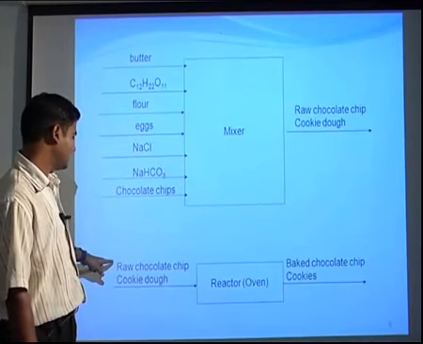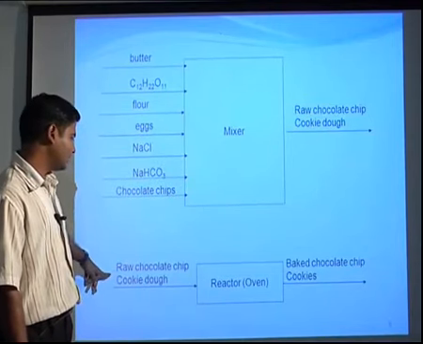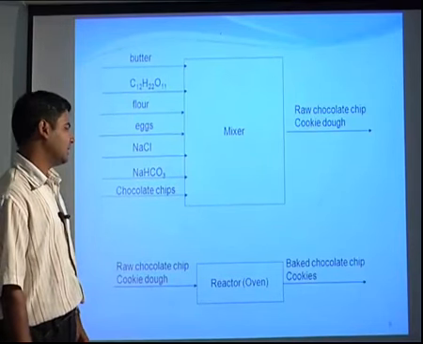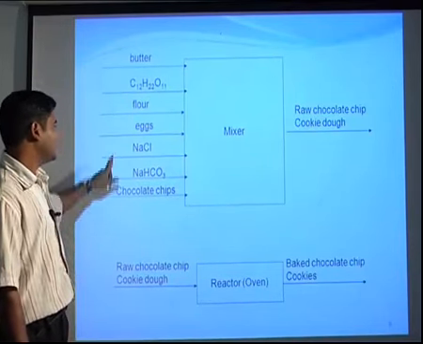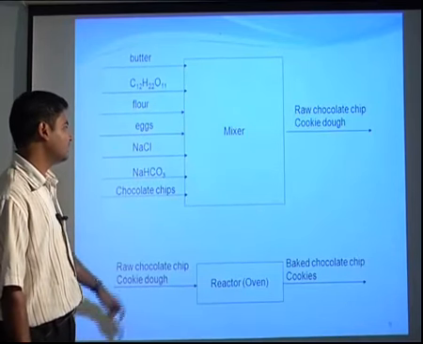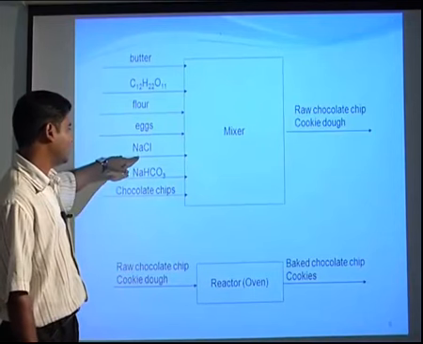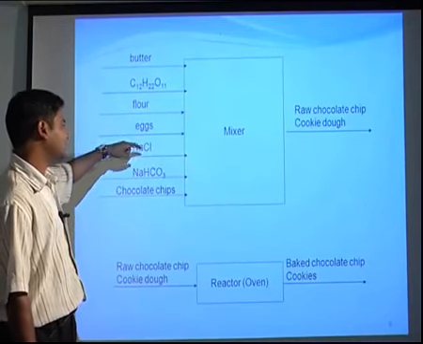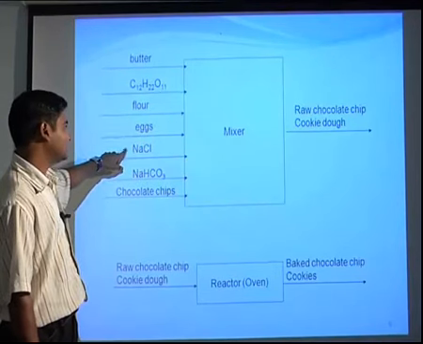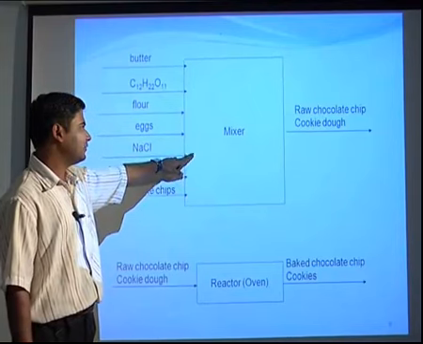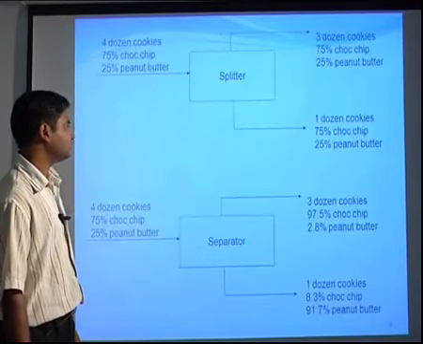Whereas in a reactor, suppose raw chocolate chip cookie dough is fed, then it will give the baked chocolate chip cookies. So the mixer will mix, whereas the reactor will react on the input and give the output product. You can see here the input is shown by the arrows and the output is at the right side. All this is given by the block flow diagram, where we have mentioned the mixer.